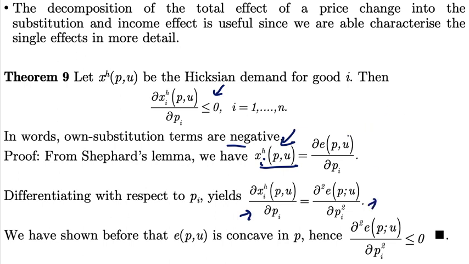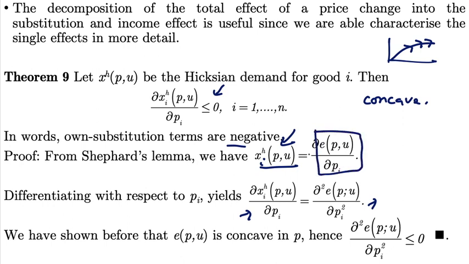If you can recall, the expenditure function is concave. See the previous slides, I did mention it. When it is concave, you imagine that the graph looks like this, but it is still increasing. When it is increasing, that means the slope is positive. The slope of the expenditure function with respect to the price of good i is positive, and the slope is given by this. Because we want to differentiate both sides with respect to pi, we need to differentiate this slope with respect to pi again.